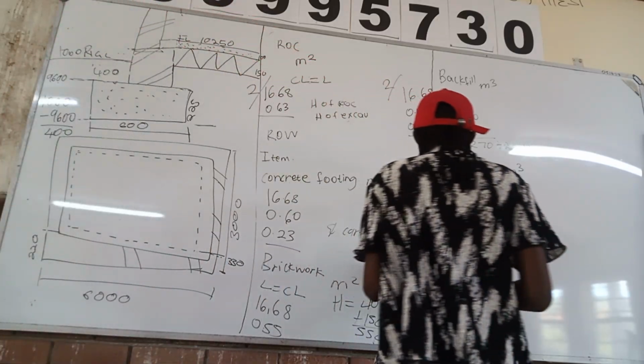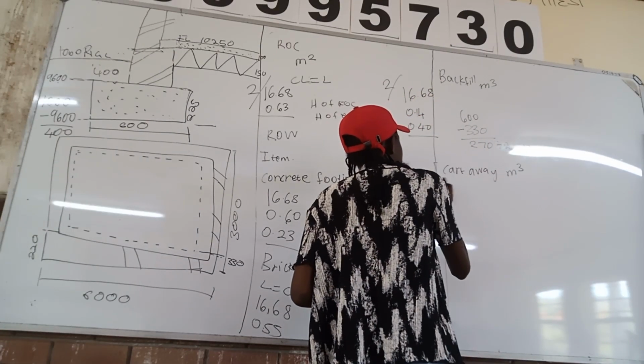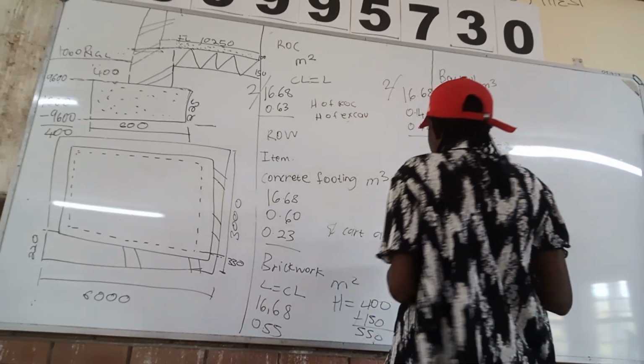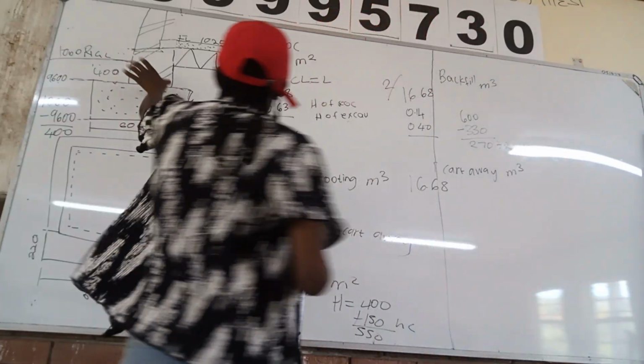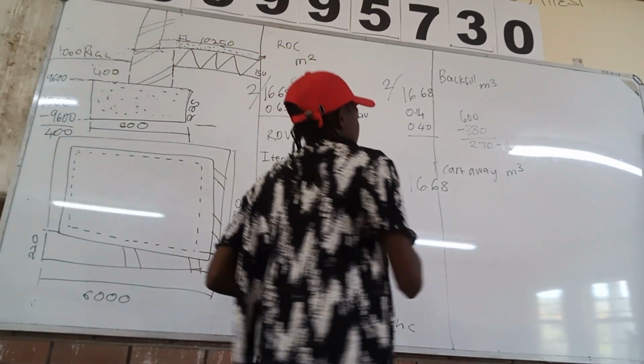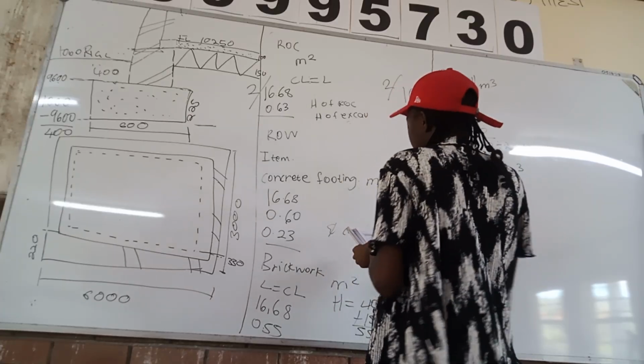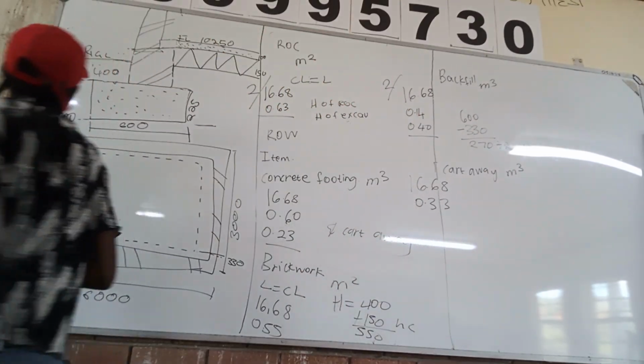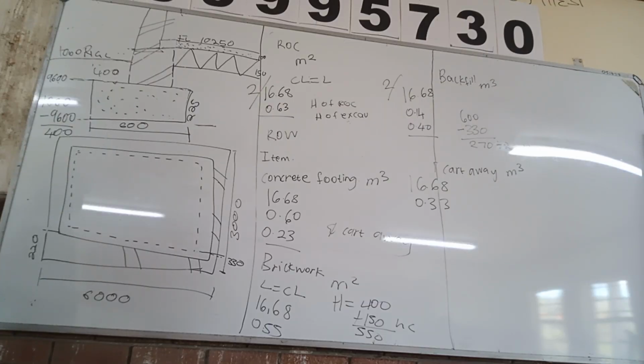So what is the length of the cutaway? It is the center line, which is 16,68. And then what is the width of the cutaway? 0,33, the width of the wall again. And then the height of the cutaway. What is the height of the cutaway? 400 plus 150. Why is it 400 plus 150? If you see, the cutaway is being replaced by the foundation wall, so it's going to be the height of the foundation wall.